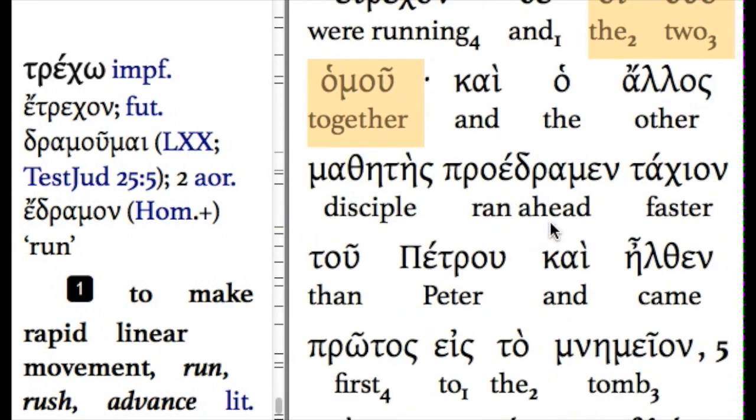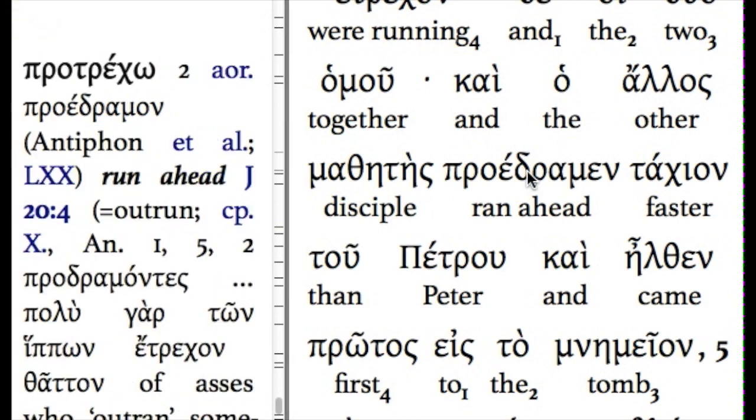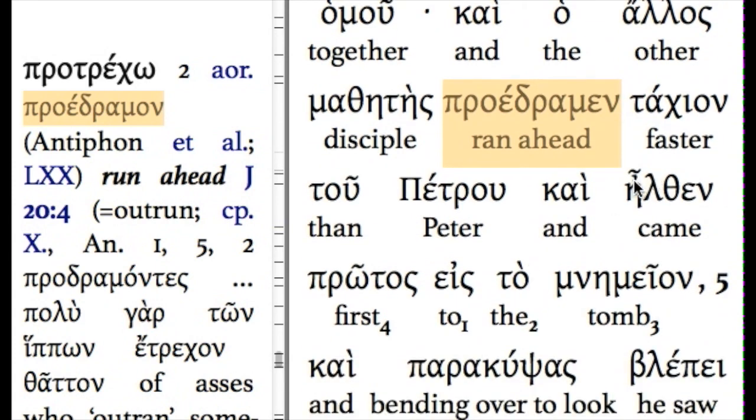And the other disciple, proedramen. Okay, here's a weird one. This is really a weird one. It's trecho. But you'll see that it's a second aorist here. Proedramon becomes proedramen. It's a third person singular, but it's in second aorist. So this is a bit of an oddball there. Okay, so the other disciple ran faster than Peter, and here we go, elthen.